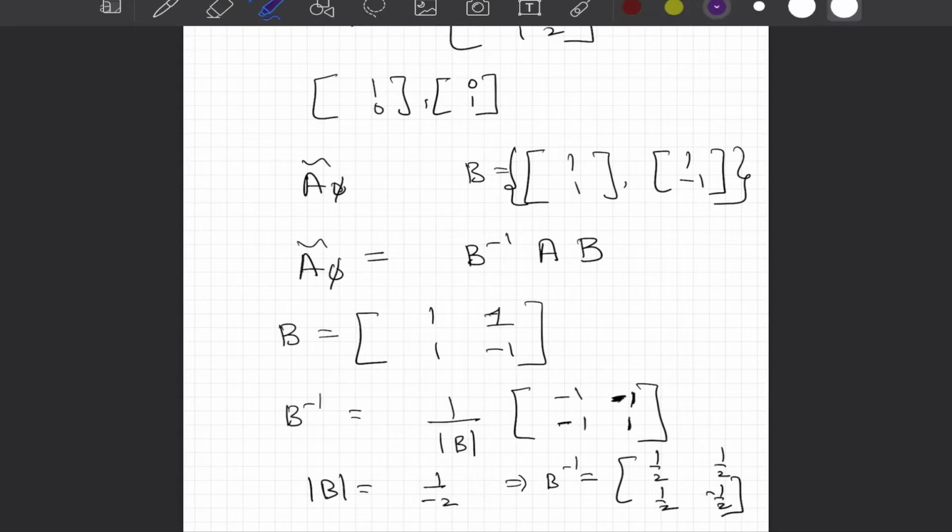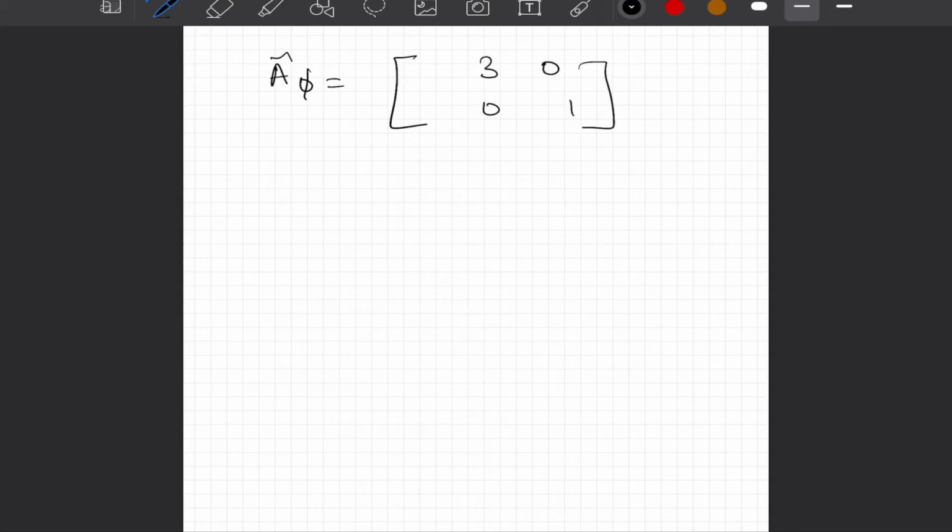Now since this B inverse is known, we will plug this value of B inverse here. A is already known and we know the form of B, and once we do this simple calculation, our resultant A tilde phi should come out to be [3 0; 0 1], which is a diagonal transformation matrix.